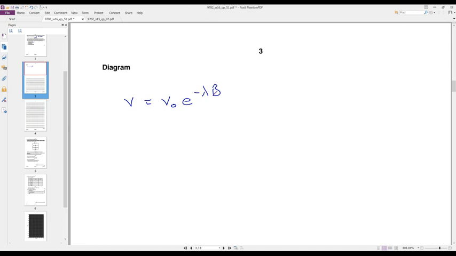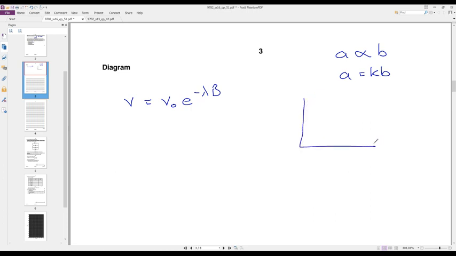And what we're talking about here is V0 and lambda are just some numbers, right? They're constants of proportionality. If we say A is proportional to B, that's equivalent to saying A equals KB. You've come across that before. When we say V is related exponentially to B, this is the equivalent of saying that.